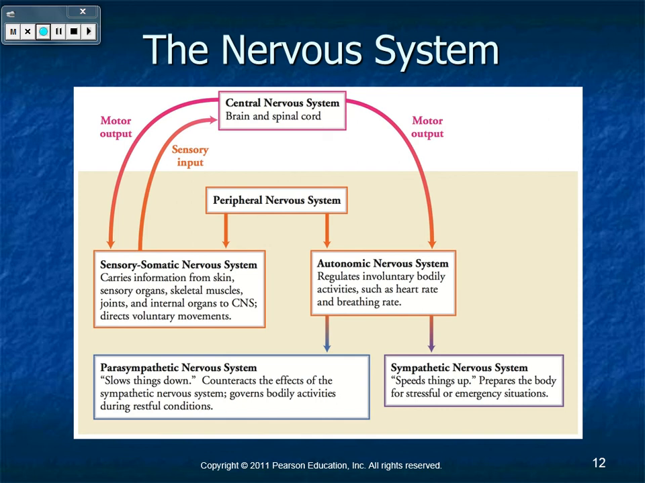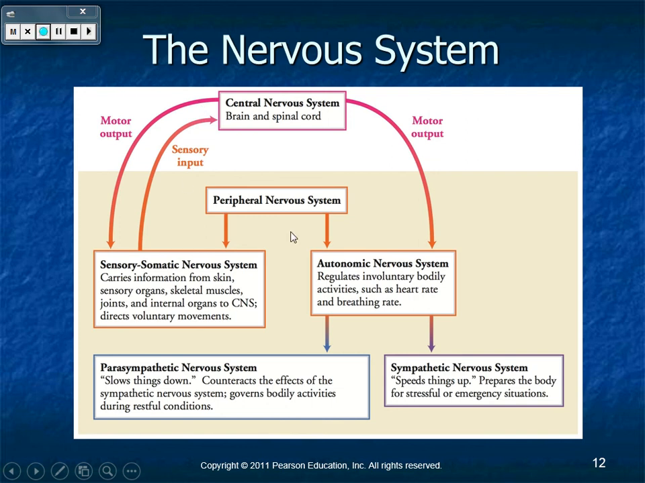Now, after the brain communicates with the spinal cord, when you see a spine, you start to see those parts come out of the spine. That's really the peripheral nervous system. The central nervous system sends information to the peripheral nervous system, the PNS. The peripheral nervous system is then divided into two parts: the somatic nervous system and the autonomic nervous system.